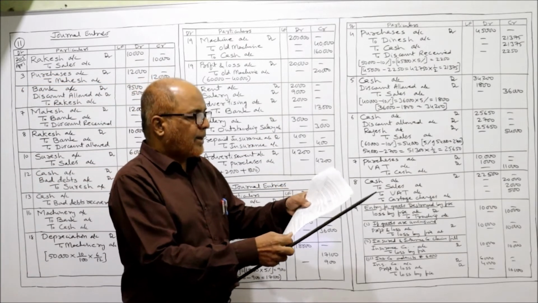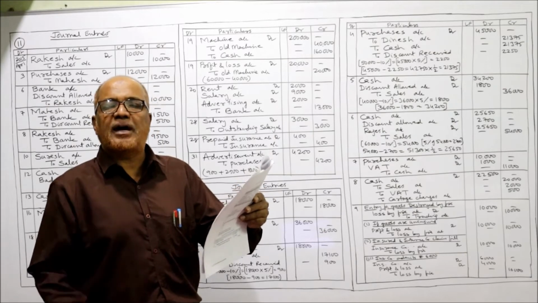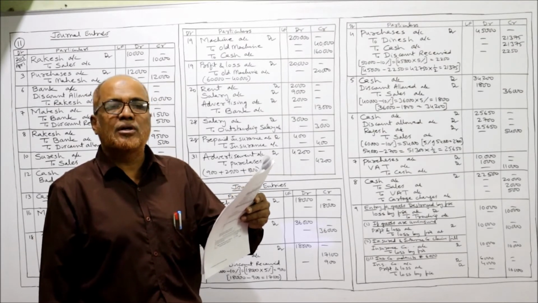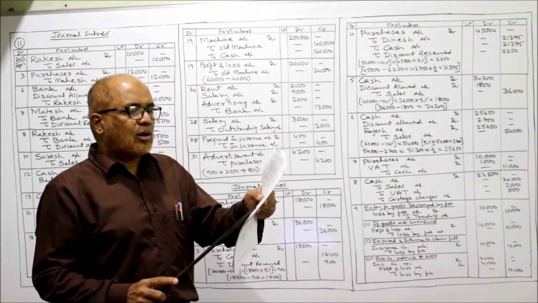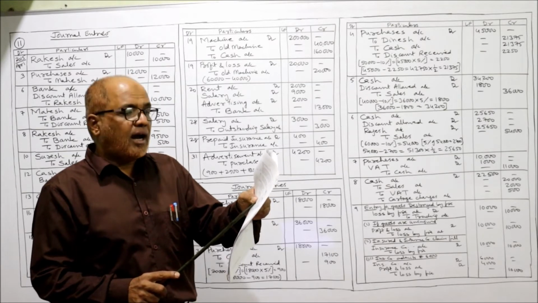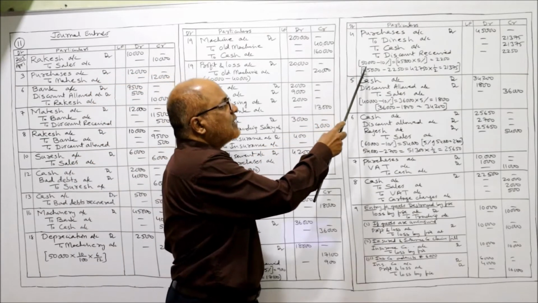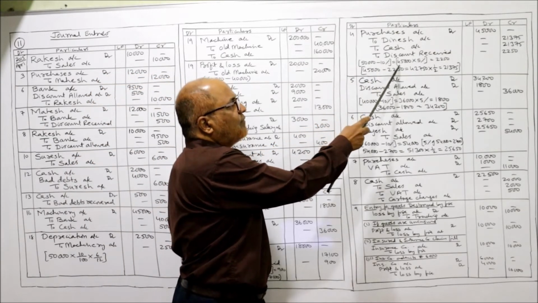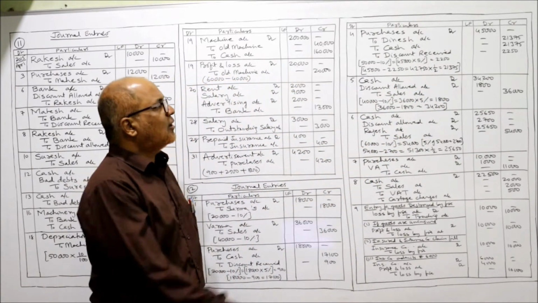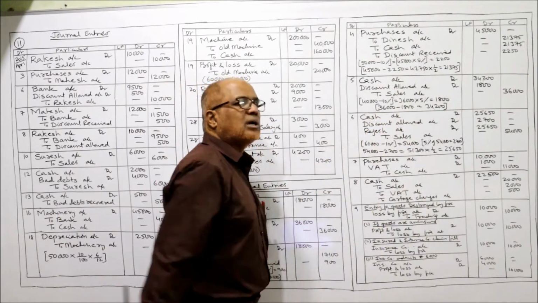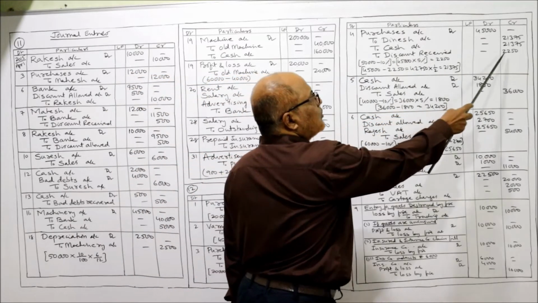Next, fourth. Purchased goods from Dinesh worth rupees 50,000, trade discount 10%. So 50,000 minus 10%, 5,000, is 45,000. So purchases account debit 45,000. Now, trade discount 10%, 5% cash discount and half of the amount paid immediately. So we'll make the calculations. Total 50,000 minus 10% trade discount, so 45,000 rupees of purchases we have debited. 5% cash discount: 45,000 into 5% comes to 2,250. So we credit discount received 2,250.